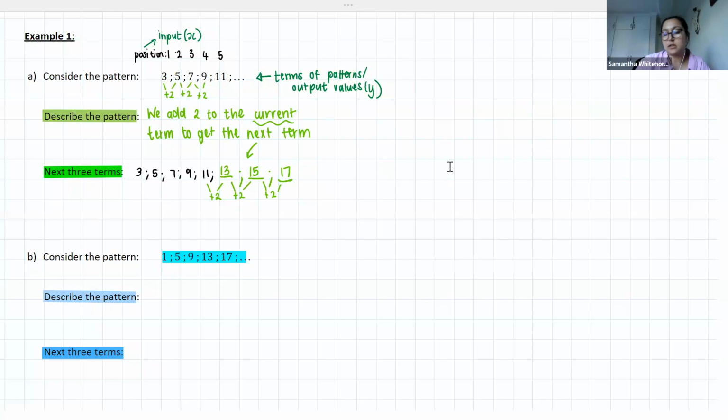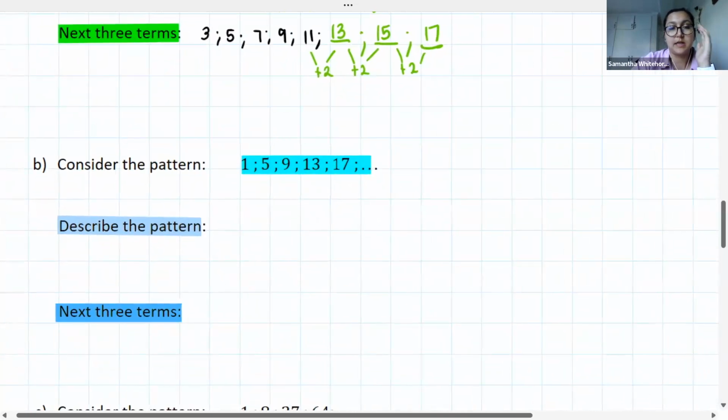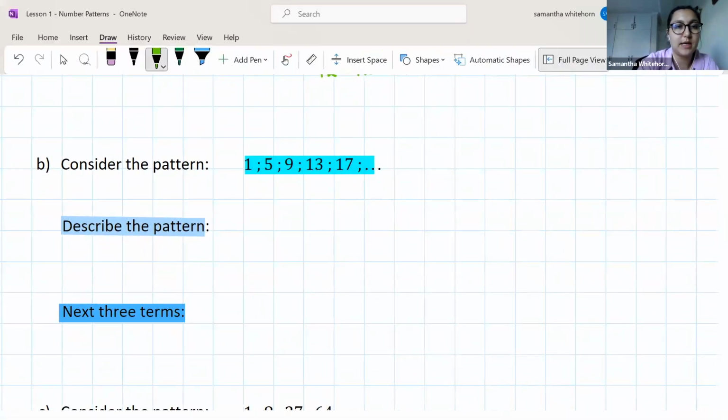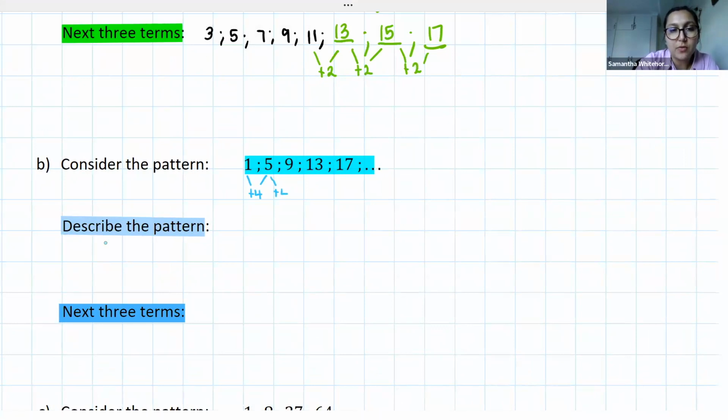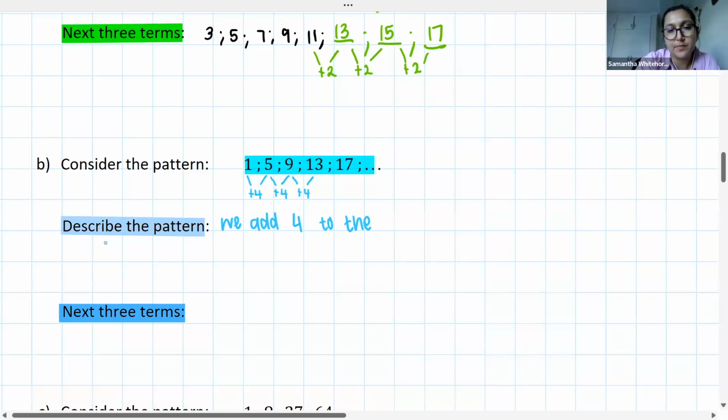Hey, nice guys. Okay, let's have a look. So I'm just going to make this bigger. I'll make it smaller just now, and we can then take screenshots. If we are going to figure out what's happening in this pattern, we need to see how we're getting from one term to the next, the same thing that we did earlier. So if I add 4 to the current term, I get the next term. The current term of 5, if I add 4, I get 9. The current term of 9, I add 4, I get 13. So we're adding 4 each time. So in our description, we add 4 to the current term to get the next term.